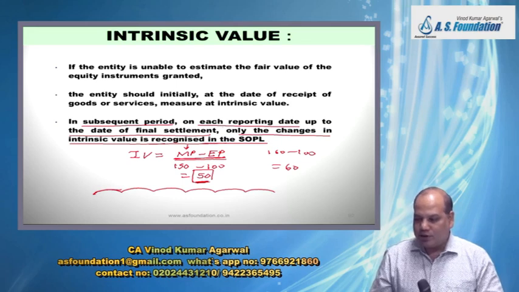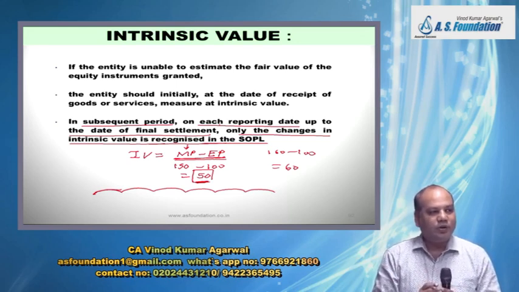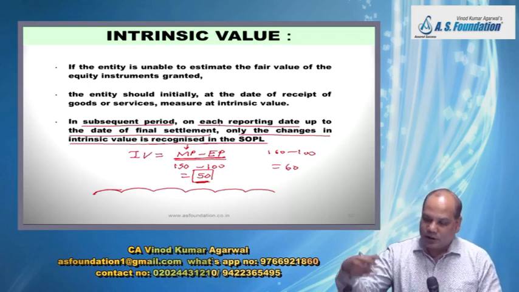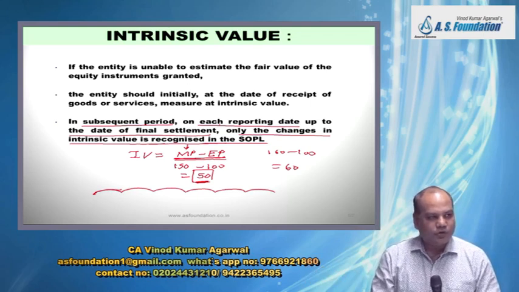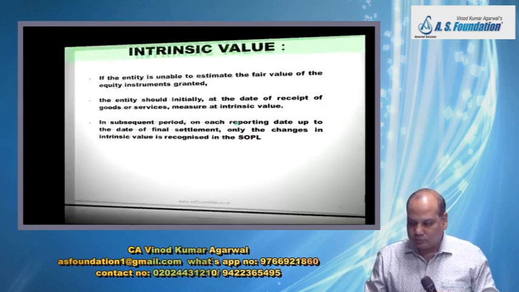So it would be cash settled only, but the credit will not be given to... if it is equity settled, credit will be given to the equity account only. And if it is cash settled, the credit will be given to, of course, the liability account again. But the intrinsic value will have to be calculated every time.